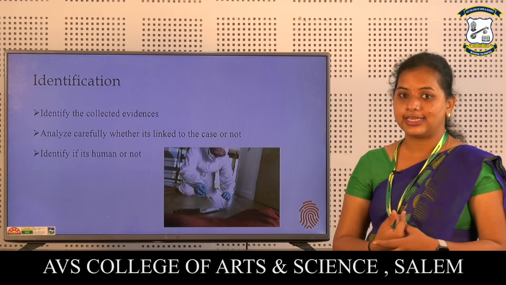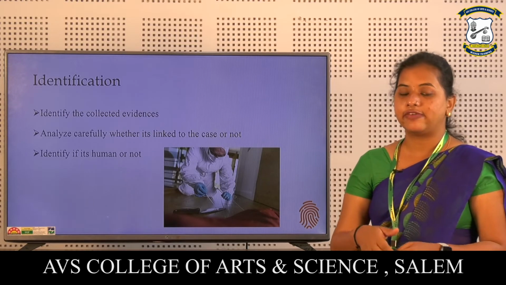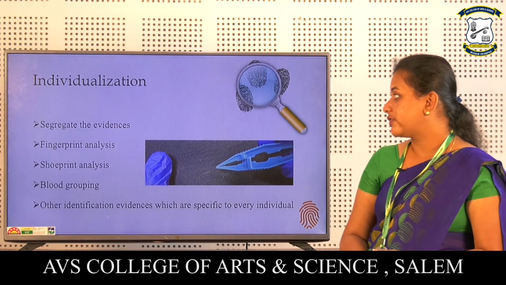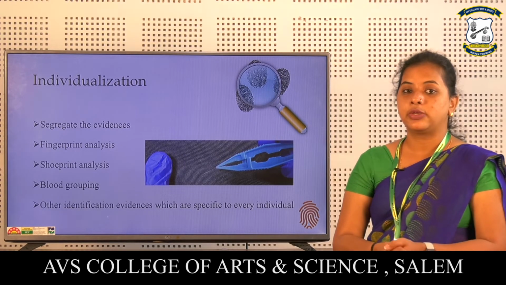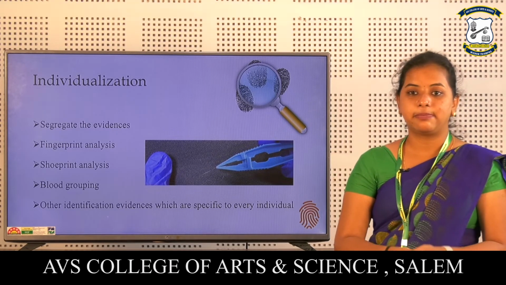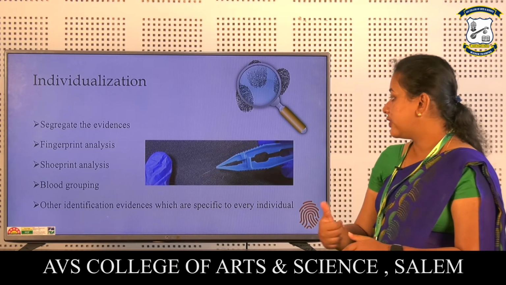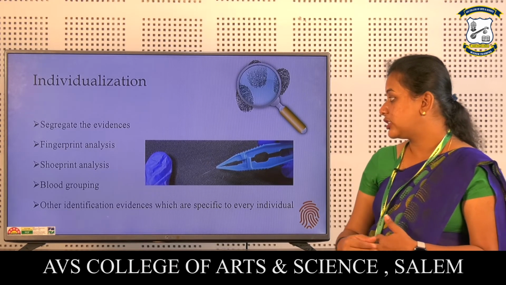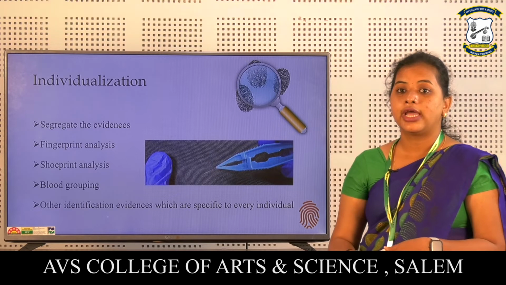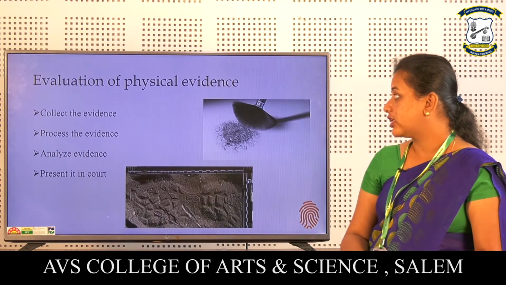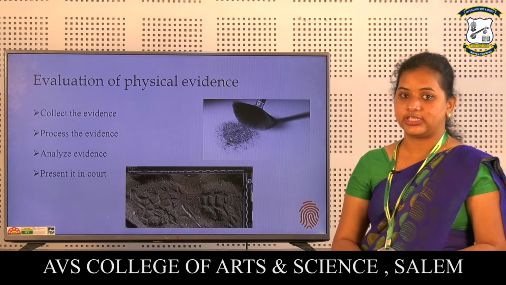After we recognize our evidences, we try to identify which evidence is actually useful for us, and we try to collect it carefully and see whether the evidence is linked to humans or is not a human sample. After which there is individualization, which means we try to specify whether it is really linked to that particular individual or not. Here we can see blood samples, hair samples, fingerprints, and shoe prints, which will help us to individualize a particular person.